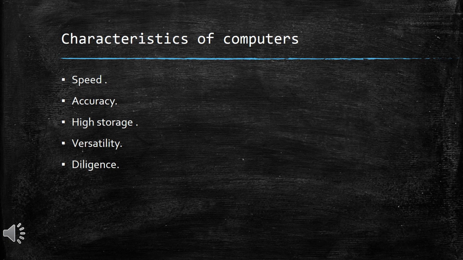The next one is diligence. That means a computer does not suffer from boredom. It does not have emotions, so it will not get bored of you or get angry with you. So these are some characteristics of the computer. You all can read it in your textbook. It is given on page number 14.